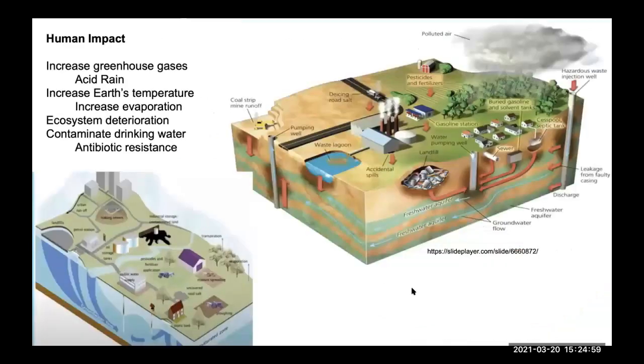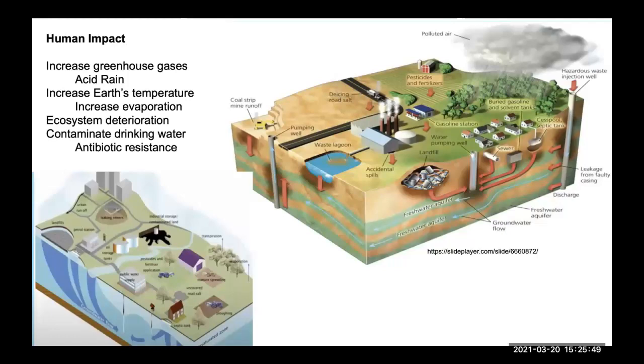So when we look at the human impact, we can see that we are increasing greenhouse gases, which is helping to contribute to acid rain, along with the toxicity of acidifying the ocean. We're increasing the Earth's temperatures, which is increasing the rate of evaporation. We are deteriorating ecosystems and even contaminating the drinking water by wasting and polluting it. We also increase antibiotic resistance through pollution and the disposal of antibiotics, which are then washed through the earth into the water cycle.